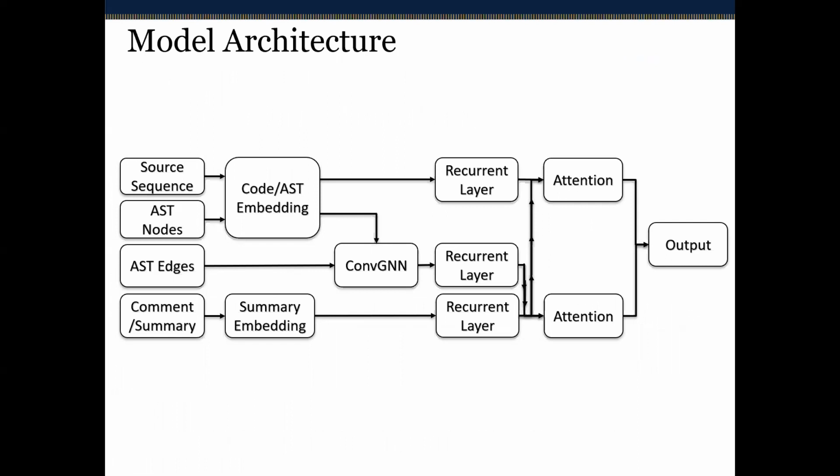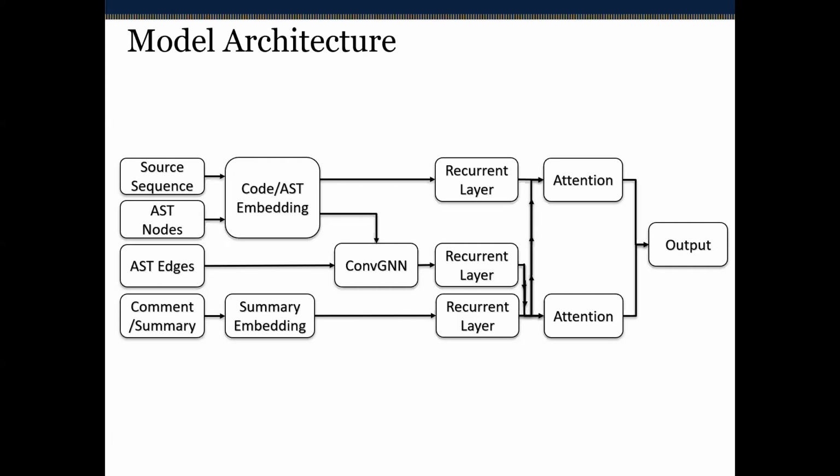On the left, we have the inputs to our model. The source sequence, AST nodes, and AST edges are the input into our encoder, and the comment summary so far is the input to our decoder. Then we use an embedding layer to generate vectors for each of our tokens. We use the same embedding layer for both the source code and AST because they have such a large overlap in vocabulary, and it also slightly boosted performance.